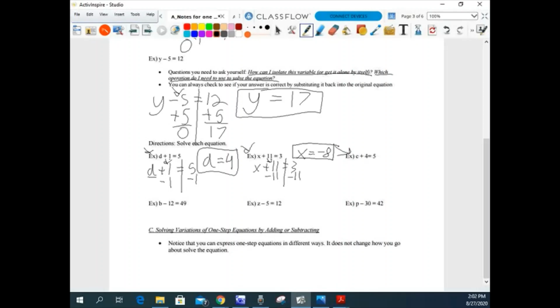If you need to use your calculator for this, you can. But think about this. All you need to do is count back from 3, 11 times, and you will get negative 8. All right, last one. c plus 4 equals 5.